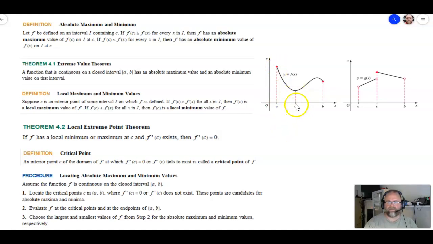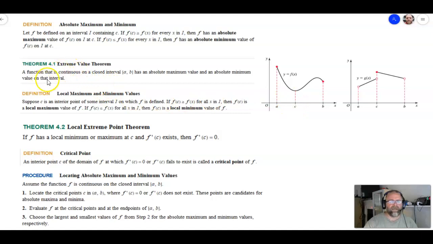If you see this c value, this x value here, if you look at the y value where the c is, that's the lowest y value on that interval. So as long as that y value is less than or equal to all other y values on that interval, then we say that an absolute minimum occurs at x equals c.